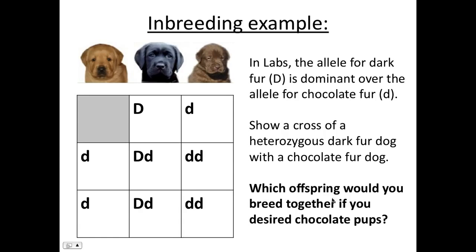And so if you were to breed any of these offspring together to get the highest percentage of chocolate pups you could, you would take, obviously, the 2 recessive individuals and breed them together. And that's how inbreeding occurs in dogs in general. You take the dogs with the traits you want and you breed them together.